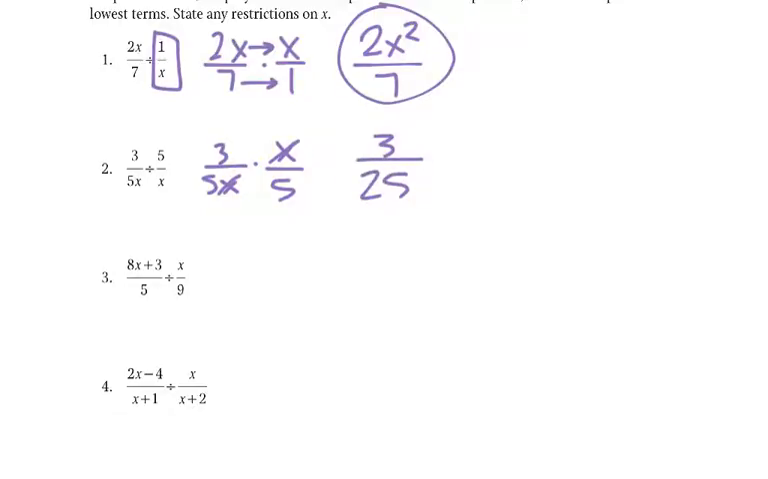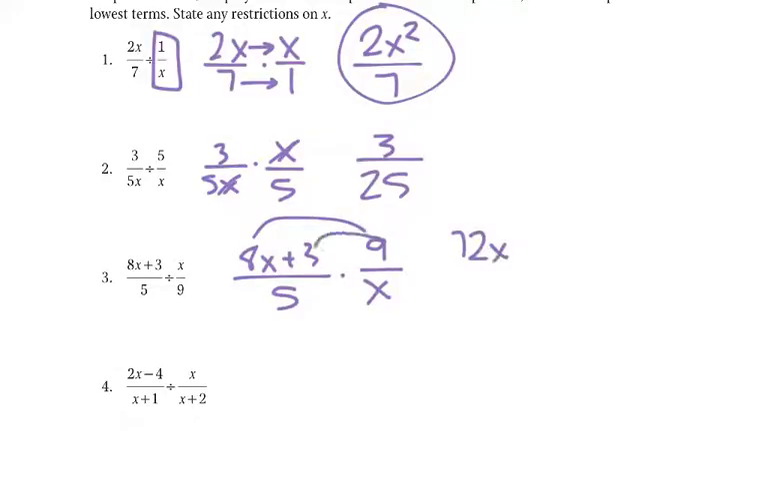Okay, number 3, 8x plus 3 over 5, can't reduce that one, times 9 over x. 9 times 8, 72x, 9 times 3, plus 27, over 5 times x, 5x. x cannot equal 0. That's the only restriction, because that's the only number that would make it 0.